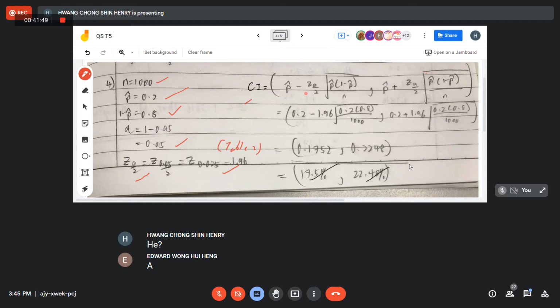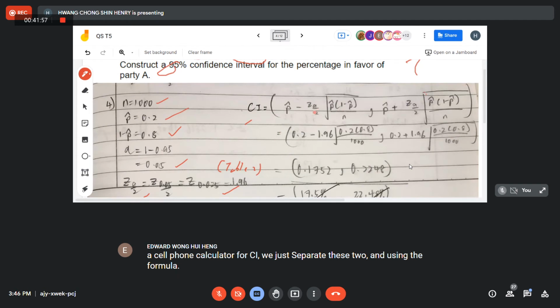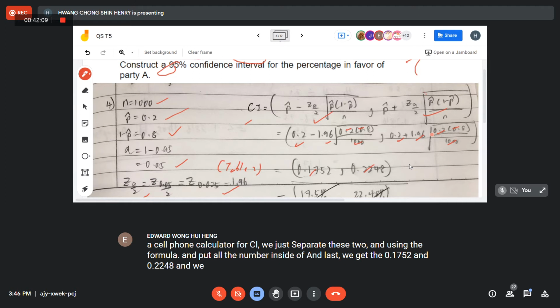So to calculate the CI, we just separate these two and use the formula and put all the numbers inside. And last we get 0.1752 and 0.2248, and we multiply by 100% to become the percentage.